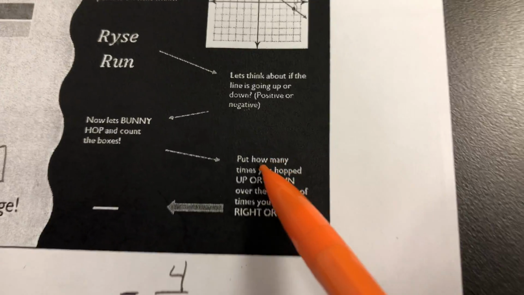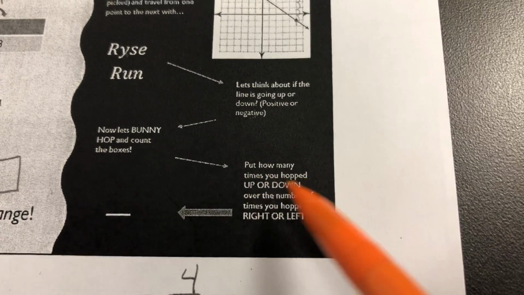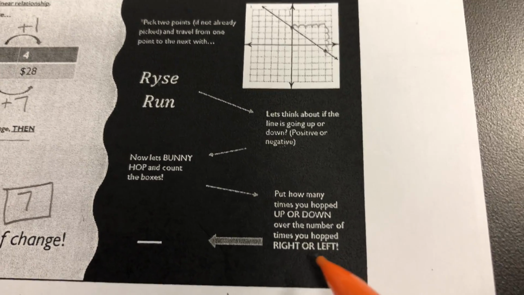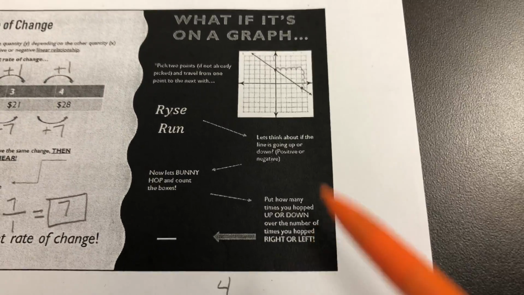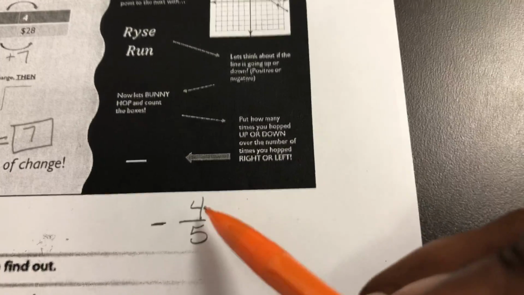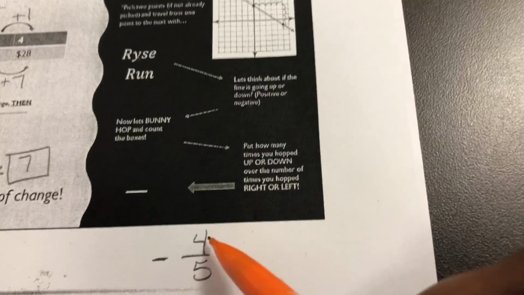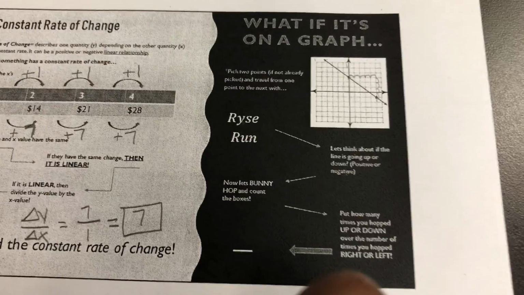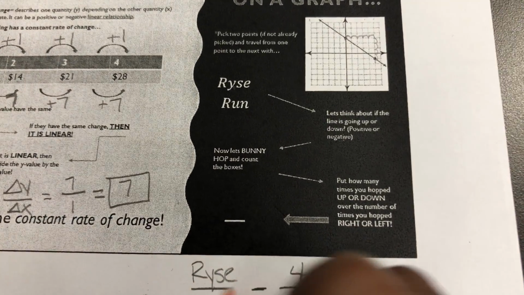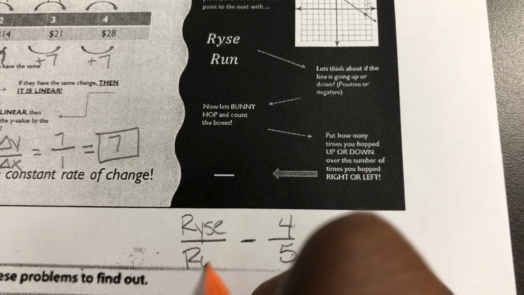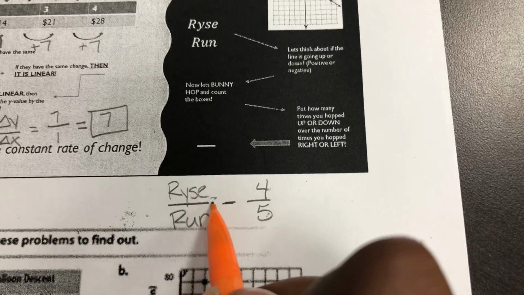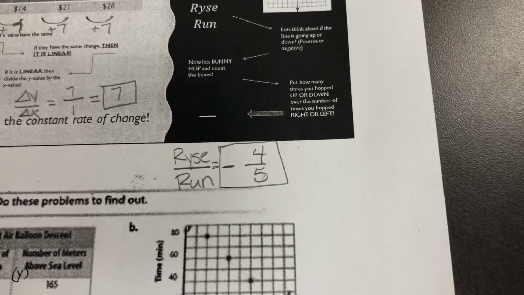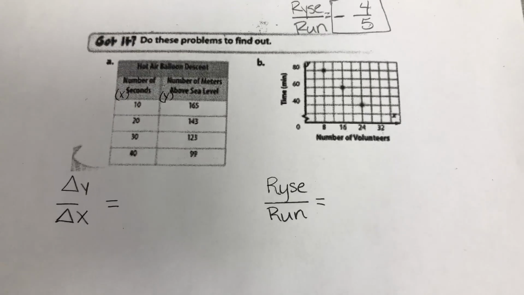Okay, so what I described is exactly what's here. Put how many times you hopped up or down over the number of times you hopped left or right. Okay. So these were the amount of bunny hops that I did up and down. This was the amount of bunny hops that I did left or right, okay? Because we always have to make sure we do rise with the Y on top over the run, okay? And there's our answer, -4/5. So try these and we'll see what you get.